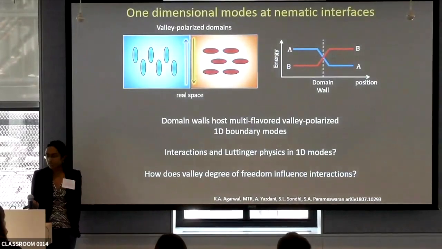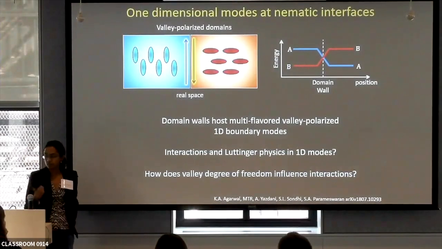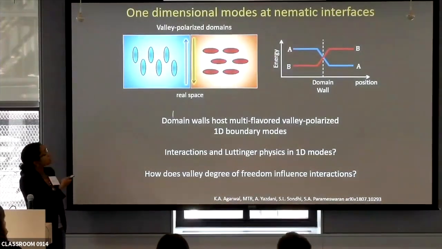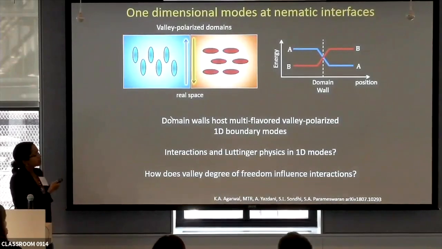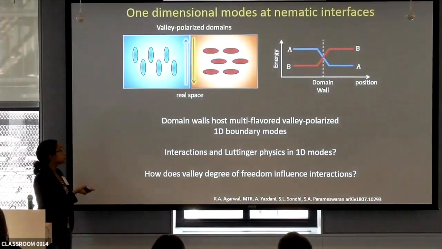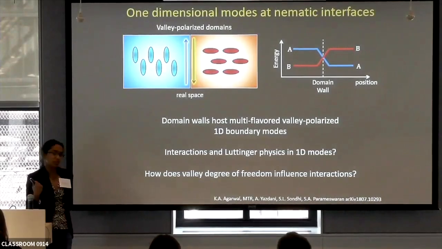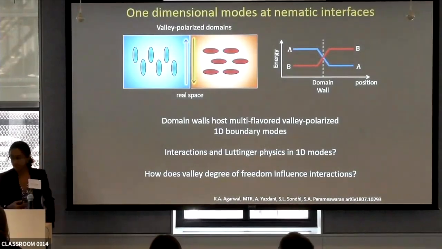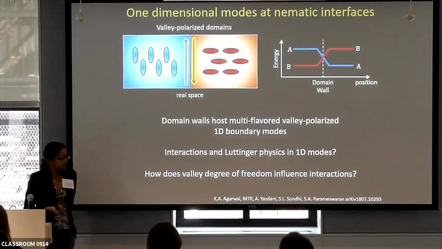And these boundaries themselves are interesting in their own right because we expect the boundaries to host one-dimensional modes that are valley polarized, just coming from the edge modes of your quantum Hall system. But here, this one-dimensional boundary is now a very clean system in which we can ask what kinds of interactions we see at this one-dimensional boundary, and studied with the local probe, do we see some Luttinger liquid physics emerge, and specifically in these valley systems, how does the valley degree of freedom influence these interactions?